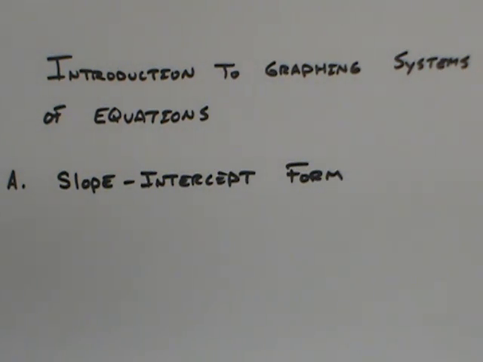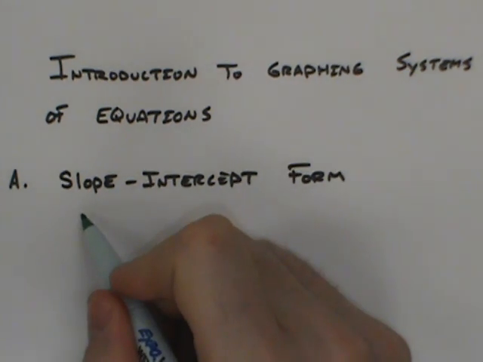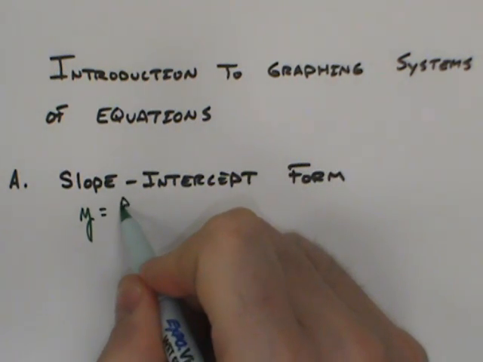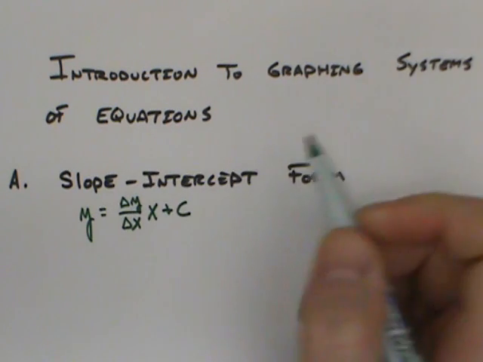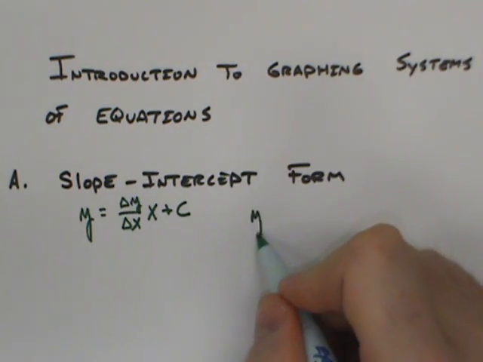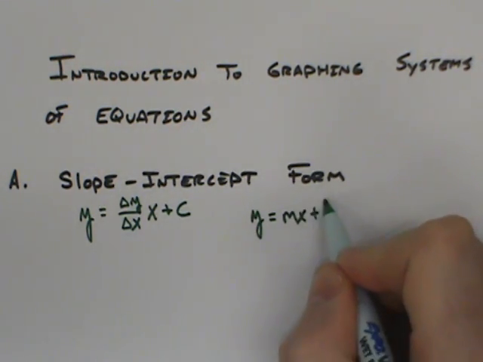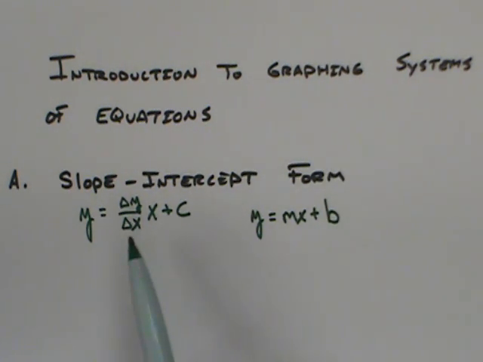I would like to start the introduction off by going over and reviewing slope-intercept form of linear equations. In our class, we've talked about y equals delta y over delta x, x plus c, which is also known as y equals mx plus b. We look at the delta y over delta x, that's our slope, also known as m, and we look at the constant values as where it crosses the y-intercept. That's why we call it the slope-intercept form.